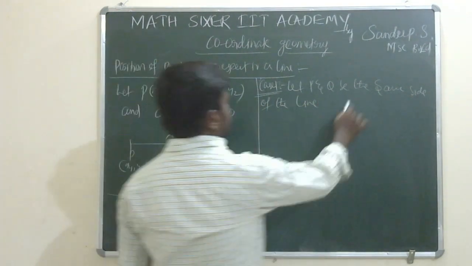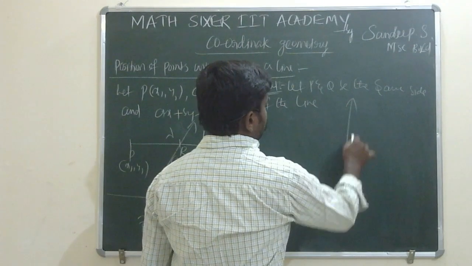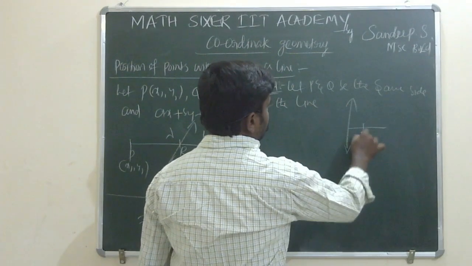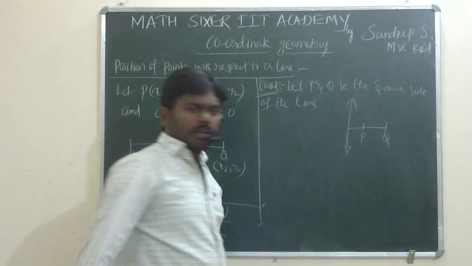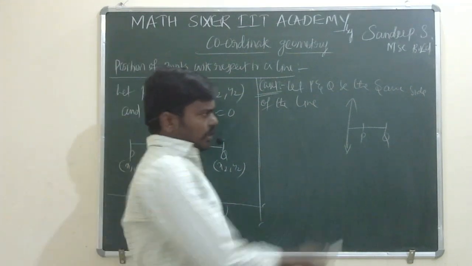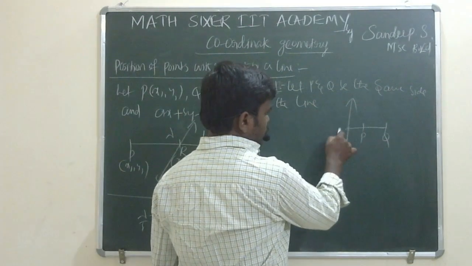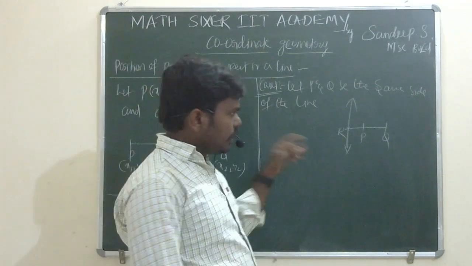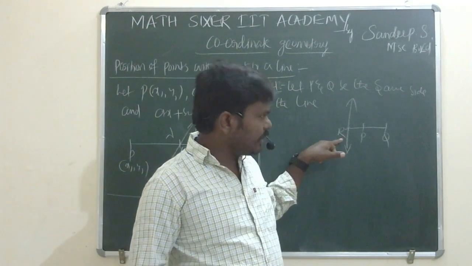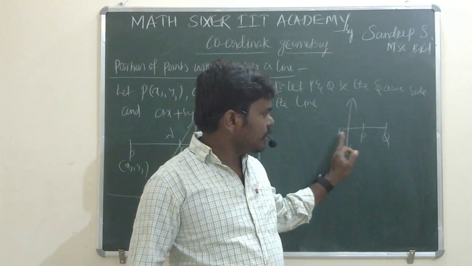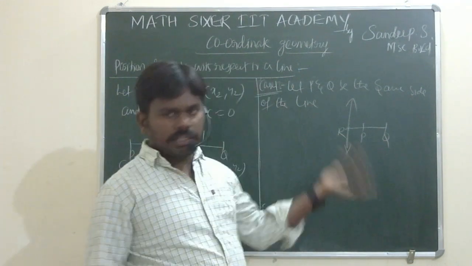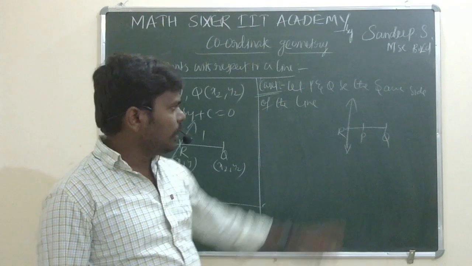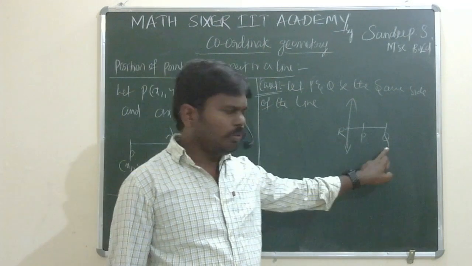So P and Q being on the same side of the line means, what about the diagram? This is P and this is Q. And here you can see the common point of the line segment and the straight line, that is R. So this R is clearly dividing PQ externally. Okay, R is dividing PQ externally.